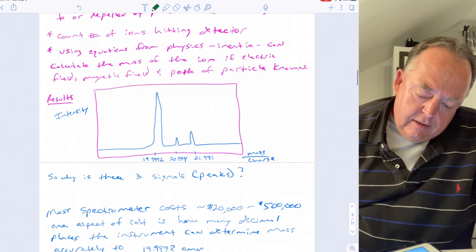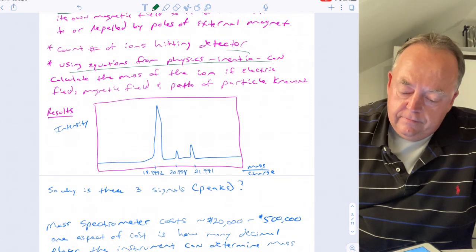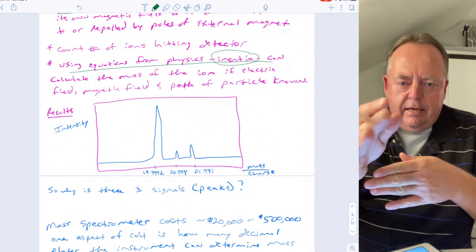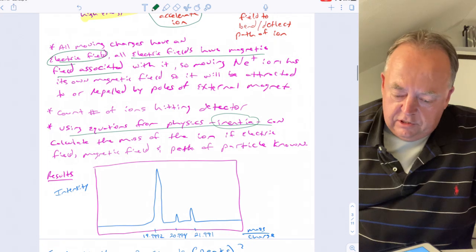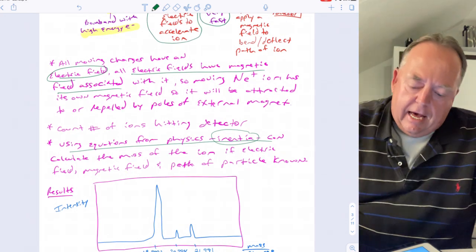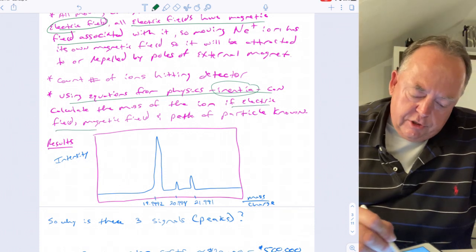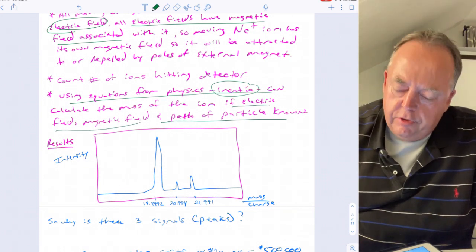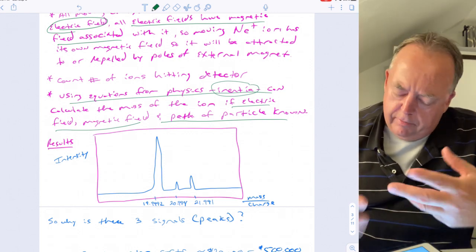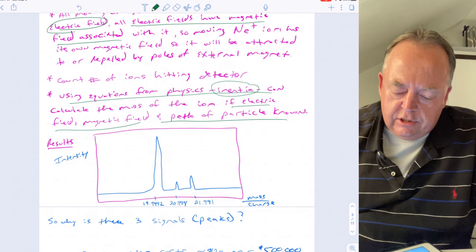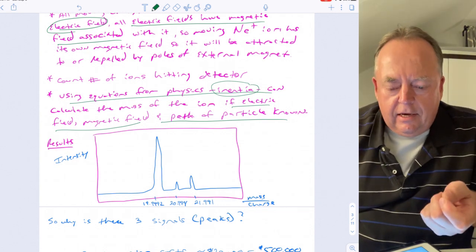Okay, so then basically using equations from physics, so inertia, where an object in motion tends to stay in motion unless a force acts upon it. In this case, the force is the magnetic field, which is going to change its path. But you know the electric field that's being applied, you know the magnetic field that's being applied, you know the path that the particle has to traverse in order to hit the detector. And so basically using all of that and these equations of inertia from physics, you can calculate the mass of the particle hitting the detector.